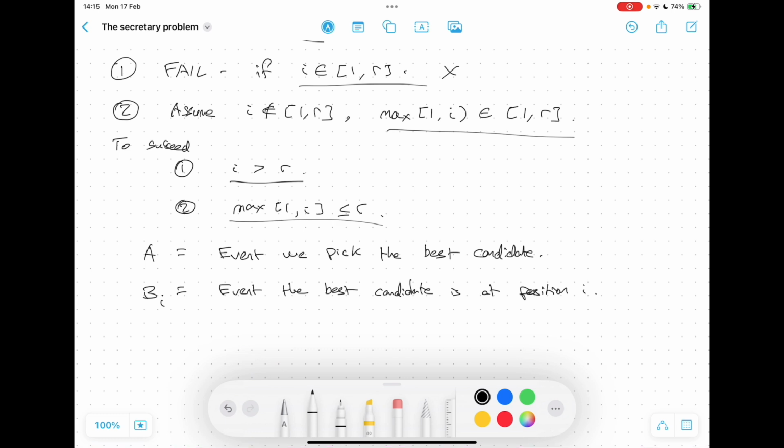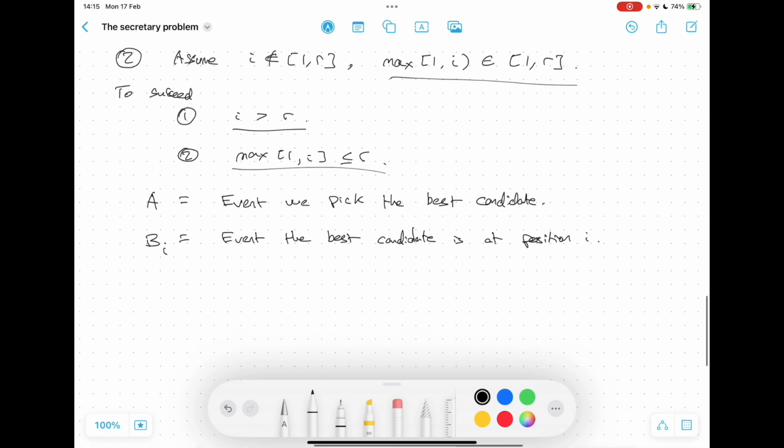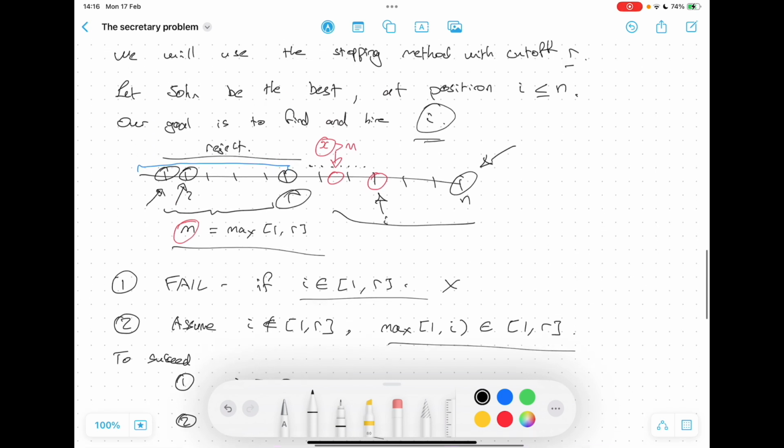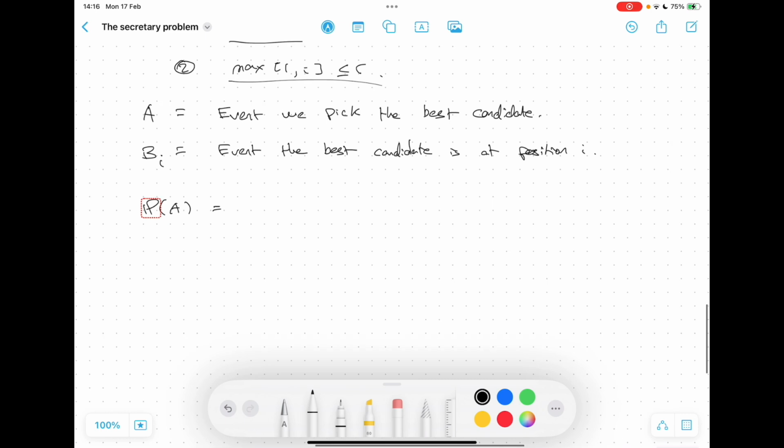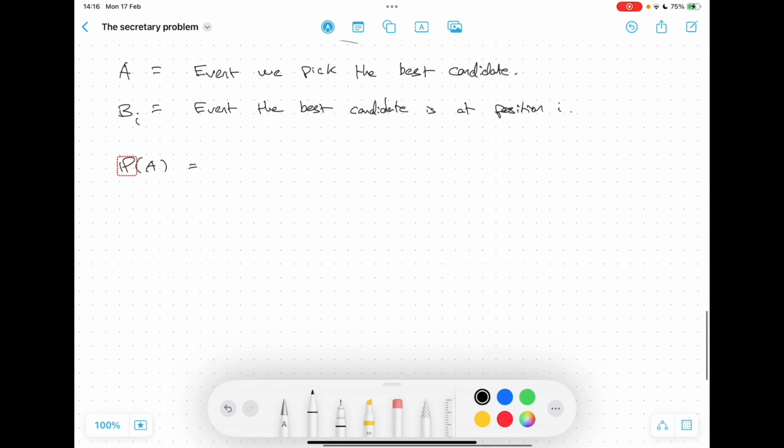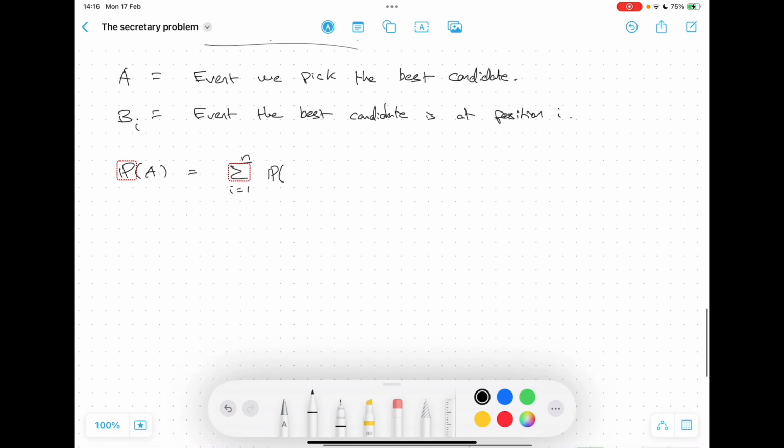Right? And now what we can write down is the probability of A. What's that going to be equal to? It's going to be equal to obviously the sum of the probabilities that the best candidate is, for example, at position 1, and that afterwards we actually pick this candidate at position 1, right? So it's going to be the probability the best candidate is at position 1 times the probability of hiring position 1, plus the probability the best candidate is at position 2 times the probability of hiring position 2, and so on and so forth until position n. So it's going to be the sum from I equals 1 to n of the probability that we pick the best candidate.